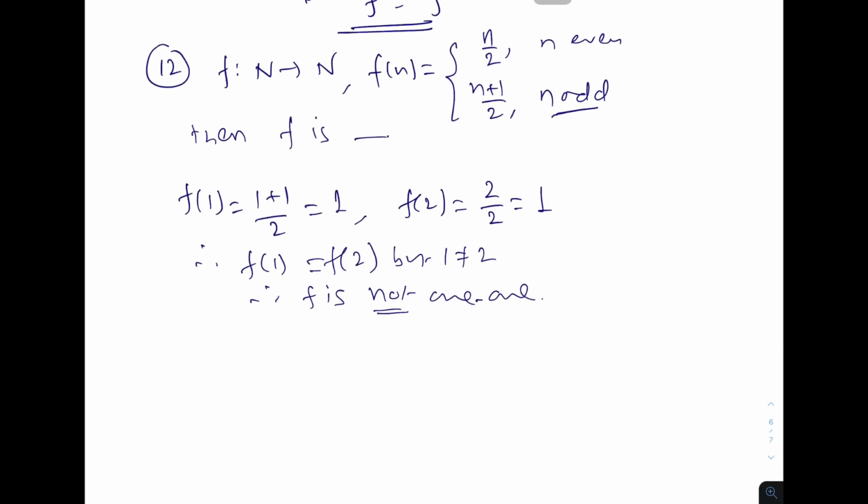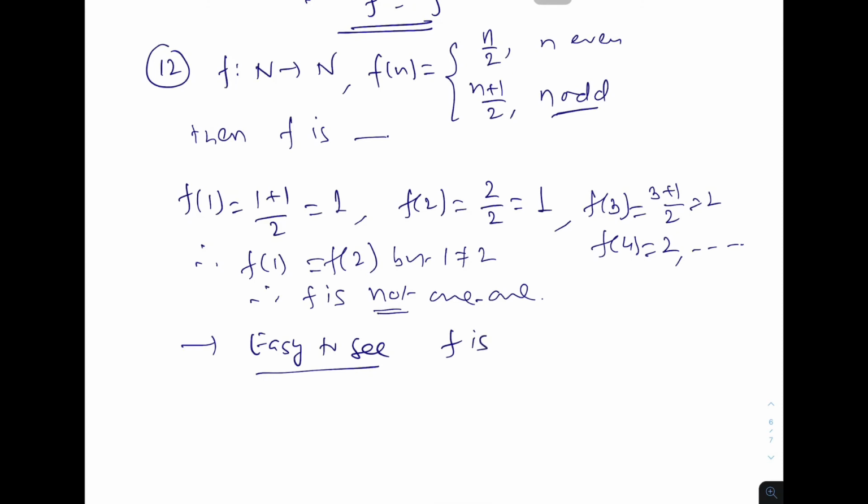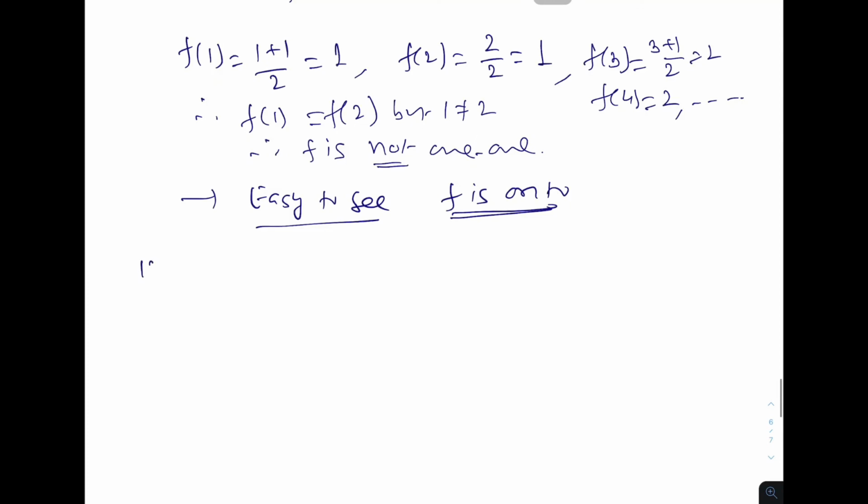What can I say about onto? Say F of 3 is odd, (3 plus 1) by 2, and so that is 2. F of 4 is 2, and so on. You will get every natural number as the image, so there is no question of having not onto. So it is easy to see F is onto. So it is not one-one, but it is onto.